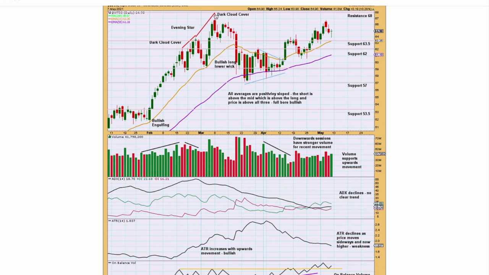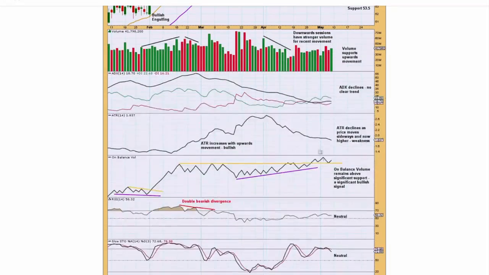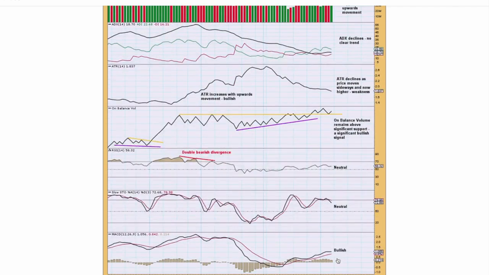And that's why I want to see a close above resistance, or for the Elliott wave count, a new high above this prior point in order to have confidence. RSI is in neutral territory, as is stochastics, and MACD full bore bullish.